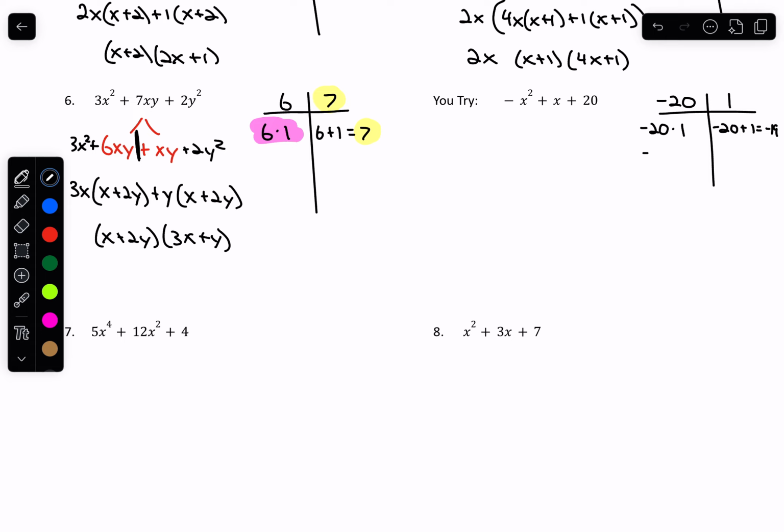In this case, I might try -4 times 5, but if I add those together, I'm going to get, oh, wait, look at that. I get +1. If you had tried -5 and +4, you would have gotten -1, so you would have been real close.